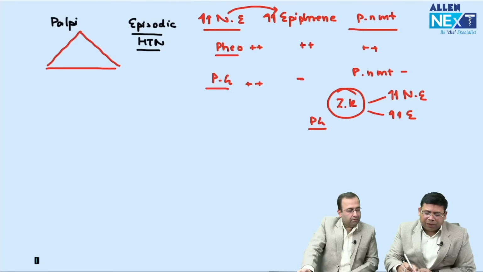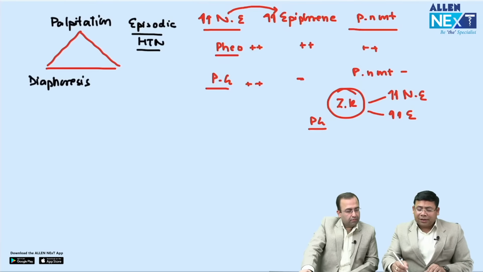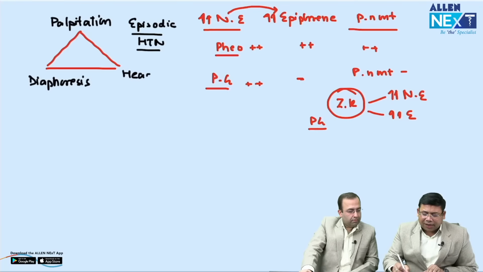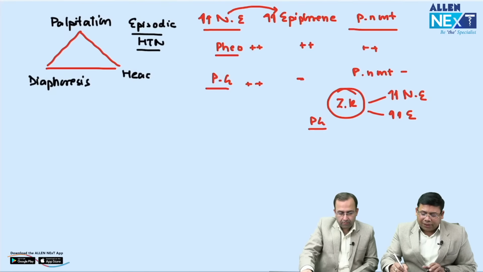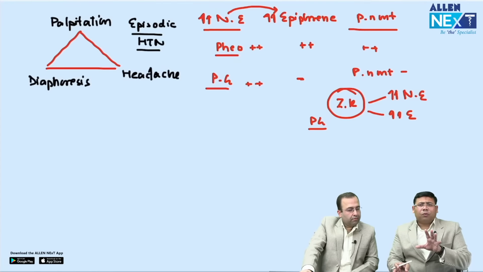You know why it is palpitation? Because of excess sympathetic stimulation. Along with that, there is diaphoresis, and then blood pressure is increasing, so headache. And this is the classical presentation. Whenever we have this kind of profile of a patient, like palpitation, episodic hypertension, diaphoresis, we always think that it could be FEO.